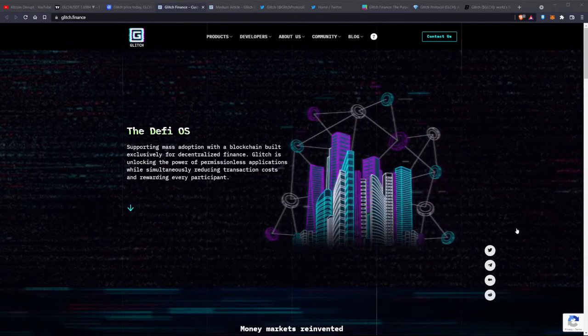So what exactly is Glitch Token? It's going to be the first thing we're going to be having a look at properly. Glitch Token itself, or Glitch Finance.